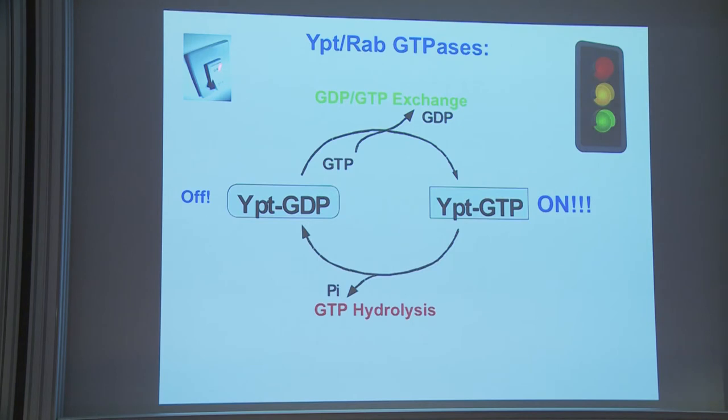They are molecular switches. They are very small, but they can cycle by themselves from the GDP bound form to the GTP bound form. From GDP to GTP, they exchange the nucleotide. And from GTP to GDP, they hydrolyze the GTP. And I'll explain it later, when they're in the GDP bound form, they are mostly off. In the GTP bound form, they are on.